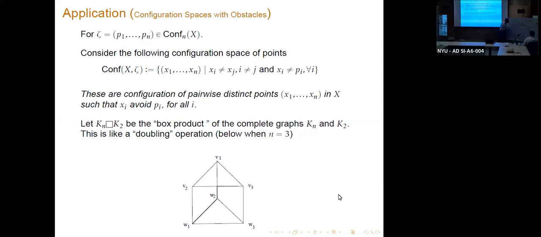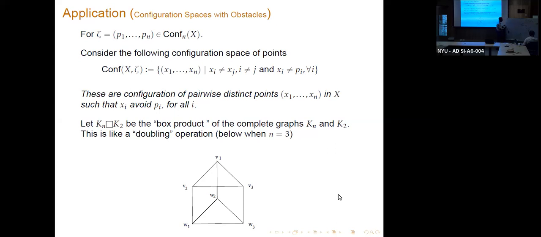So suppose you have an R2 and you have obstacles, P1, P2, P3. This can make up spaces. This color is hard to read. Yeah, probably green or blue.